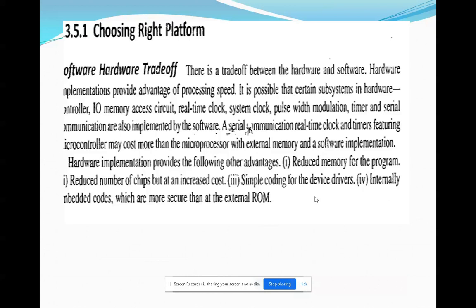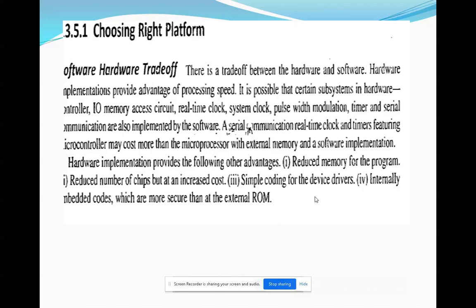So all these circuits, this hardware controller, input output memory access circuit, real time circuit, we cannot design with hardware only; we can design them by using software also. Okay, so you can change all these blocks by using software.